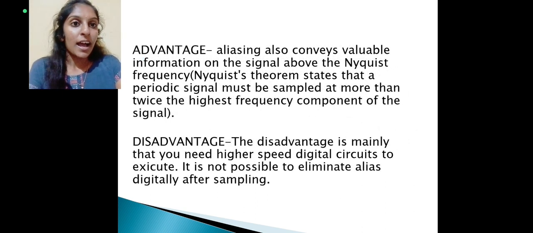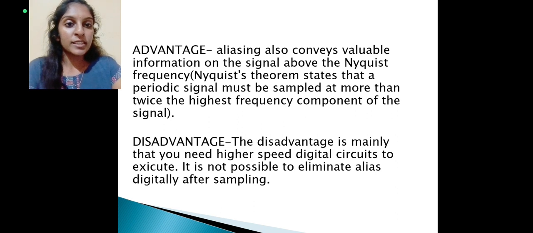Next, advantages and disadvantages. Aliasing also conveys valuable information on the signal above the Nyquist frequency. The Nyquist theorem states that a periodic signal must be sampled at more than twice the highest frequency component of the signal. Disadvantage: the disadvantage is mainly that you need higher speed digital circuits to execute. It is not possible to eliminate alias digitally after sampling.